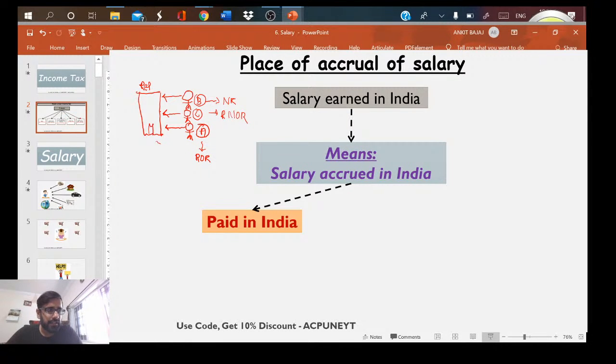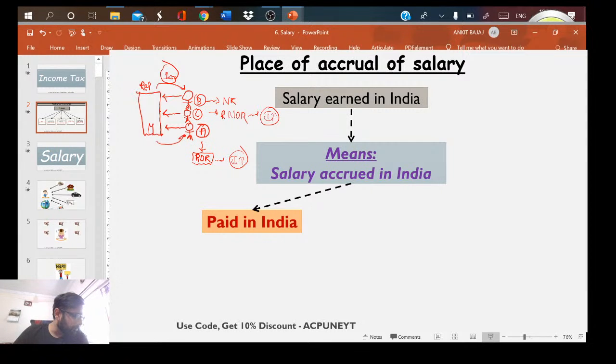They all are receiving salary every year, salary of rupees 1 crore each. Do they have to pay tax on the salary from the Indian company? Yes. ROR has to pay tax to the income tax department. Does RNOR have to pay income tax? Yes. He has to pay income tax to the Indian income tax department.